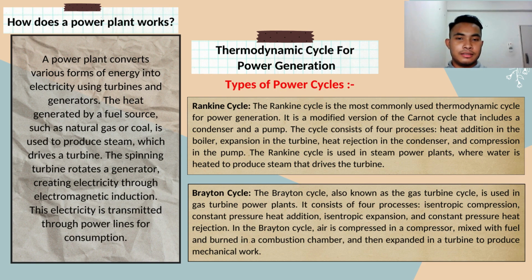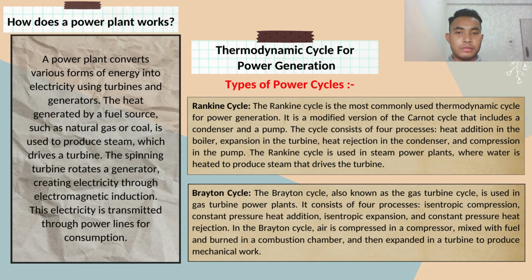In the Brayton cycle, air is compressed in a compressor, mixed with fuel and burned in a combustion chamber, and then expanded in the turbine to produce mechanical work.